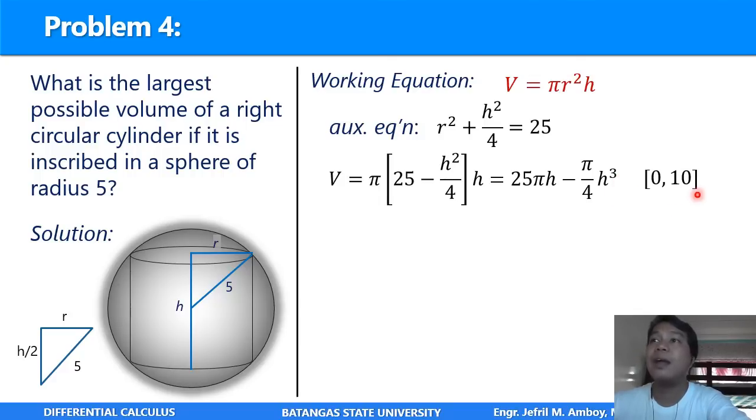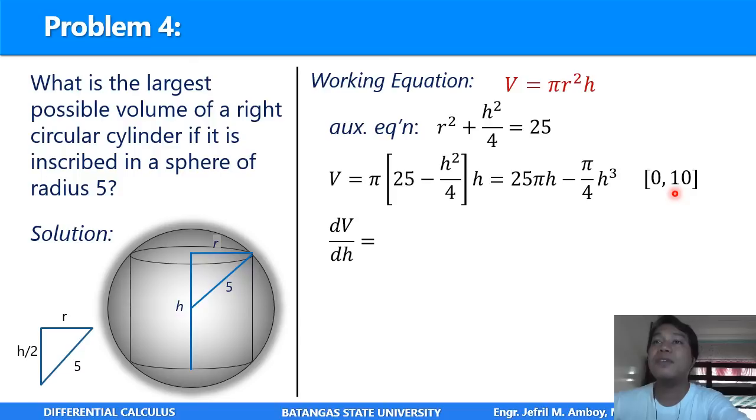Oh, by the way, ito pala ang ating domain. Sir, paano mo nakuha yung domain? Again, the height cannot be negative. So, we should start with 0. And, of course, this height cannot be greater than the diameter. Kaya, ang limits natin ay hanggang 10. 0 hanggang 10 yung ating domain. So, dapat yung makukuha nating value ng h, mamaya, dapat ay within this interval. Okay? So, sige.